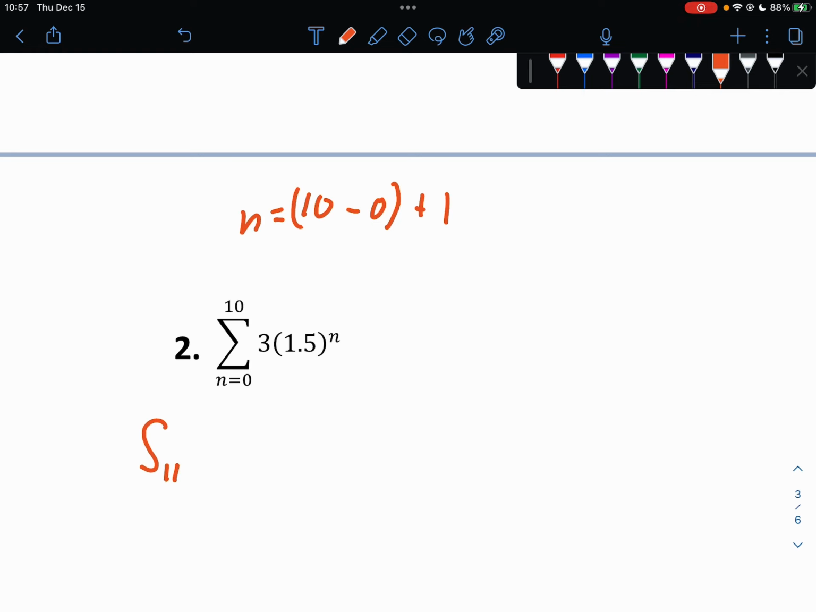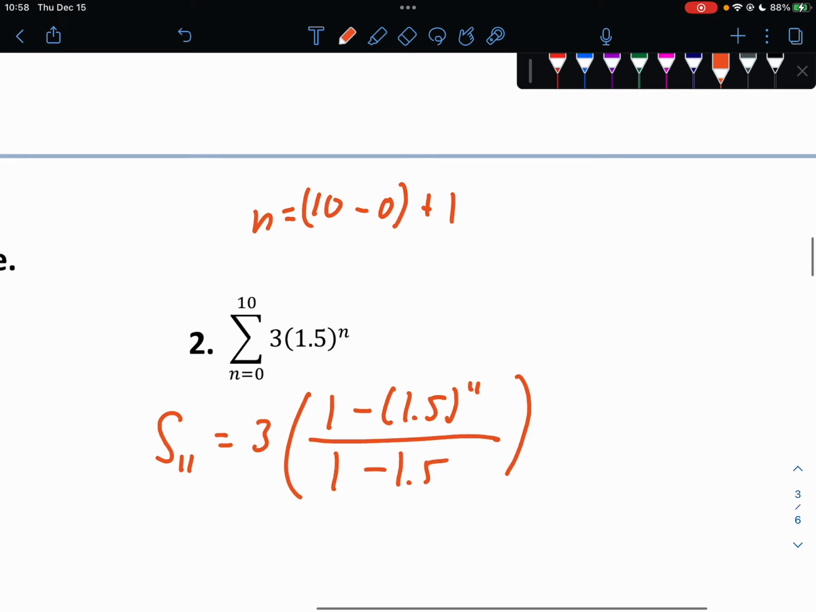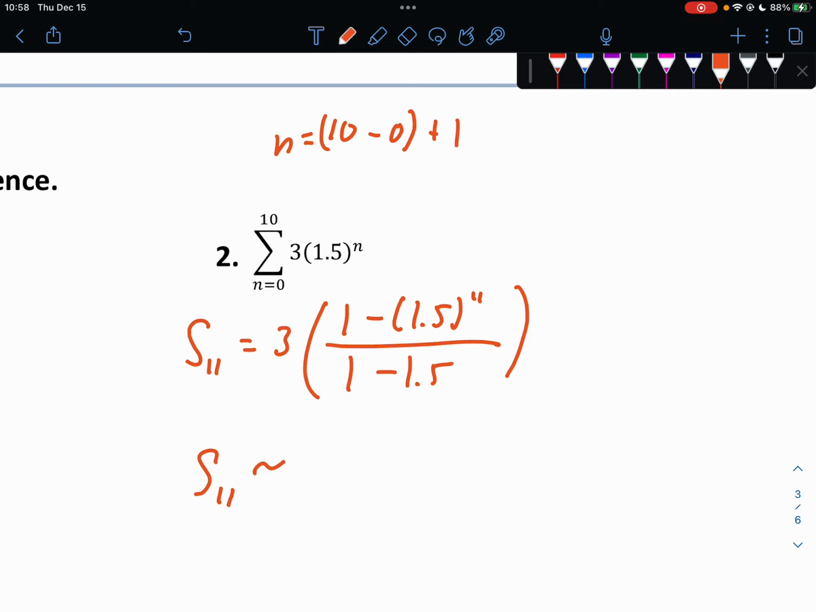So the sum of the first 11 terms is going to be the first term. If you put 0 in, you're just going to get 3 times 1, which is 3, times 1 minus 1.5 to the 11 over 1 minus 1.5. So let's see what we're going to get here. 1 minus 1.5 to the 11th divided by 1 minus 1.5 times 3. And our sum is going to be 512.985.